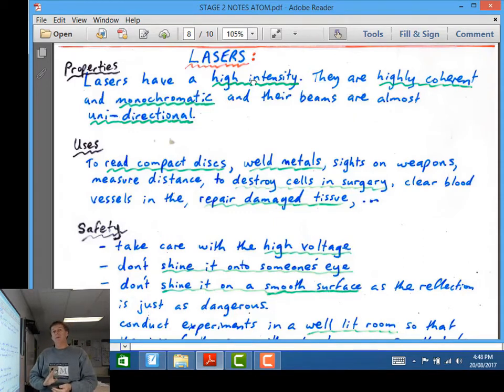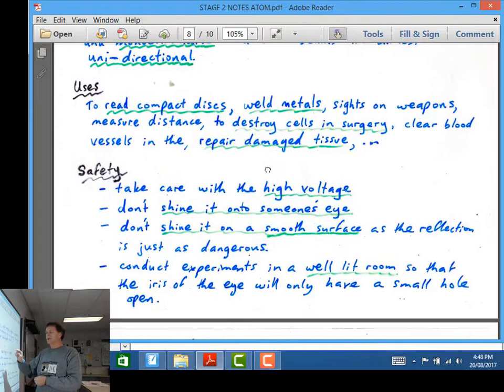For safety, you've got to be aware that sometimes there's a high voltage there, with the gas ones, so you wouldn't want to use those near water. You wouldn't shine it into someone's eyes because of the intensity of the beam. The lens will focus it onto the retina and burn the retina pretty much straight away. For the same reason, you wouldn't want to reflect it off a mirrored surface because the mirror will reflect that pretty well into someone's eyes, so you've got to be careful not to use smooth surfaces there.